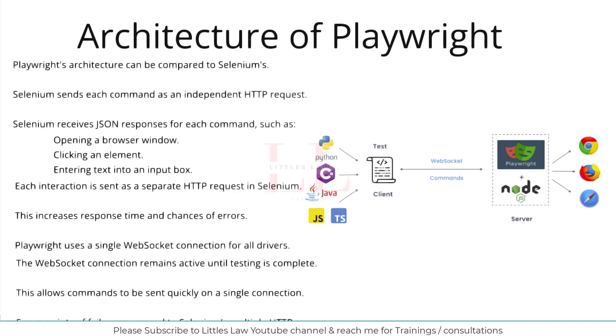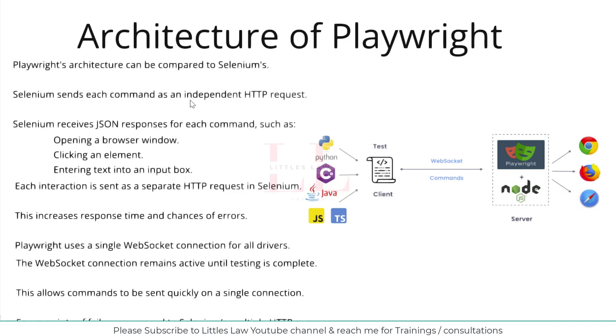For example, in Selenium, if you want the robot to open a browser and type in a search bar, it's like sending one email to open the browser, a second email to click the search bar, and a third email to type the text. Whereas in Playwright, it's like making one phone call where you say everything at once: open the browser, click the search bar, and type the text. Because Playwright keeps the connection open, things happen faster and there are very few chances of errors. So that's the difference between Selenium and Playwright, and that's how Playwright actually works.